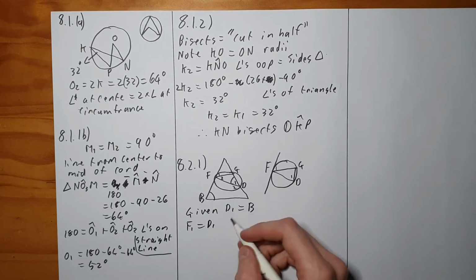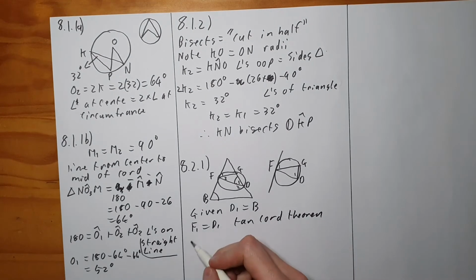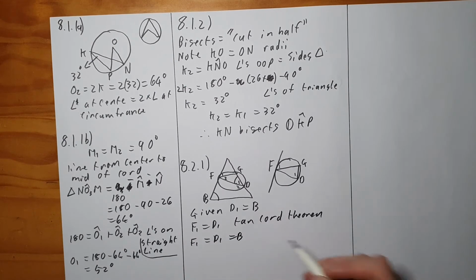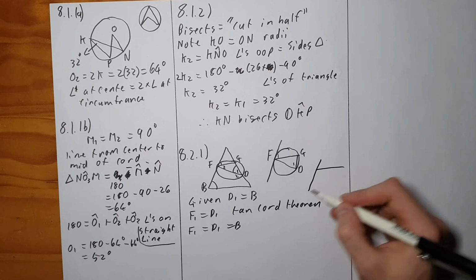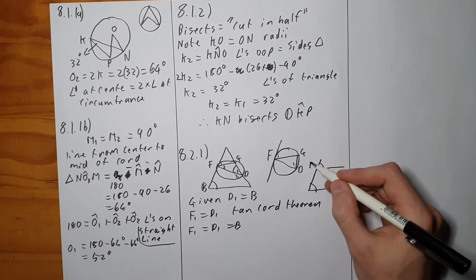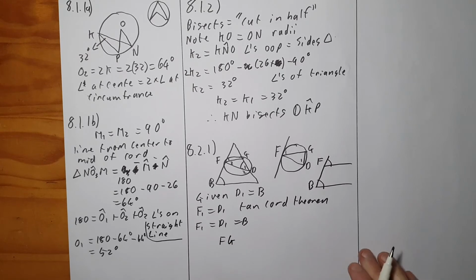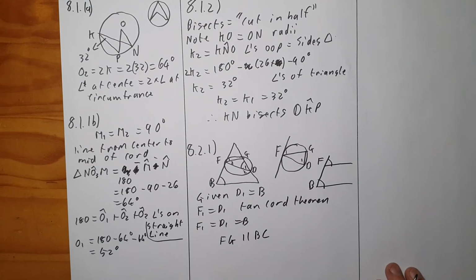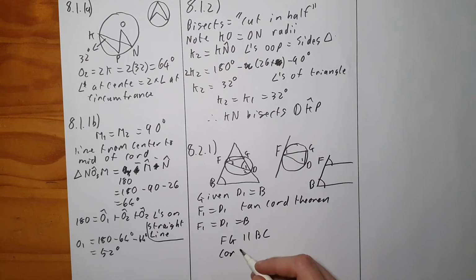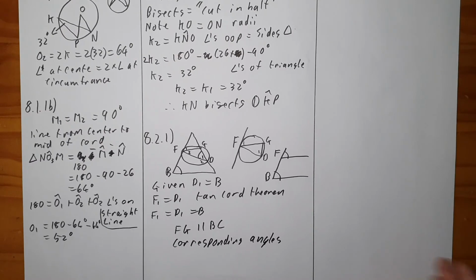Why is that? Because of our tan chord theorem. But that means F1 equals D1, which equals B, as we've just seen over here, which means technically what we have is something that looks like this. So B and F1 are the same. Therefore, we can say that FG, which we're looking for, is parallel to BC. Why? That's because of corresponding angles. Spelling's not my greatest.